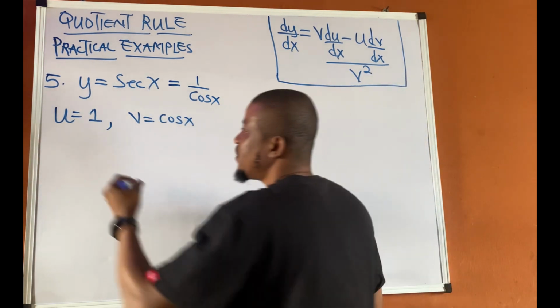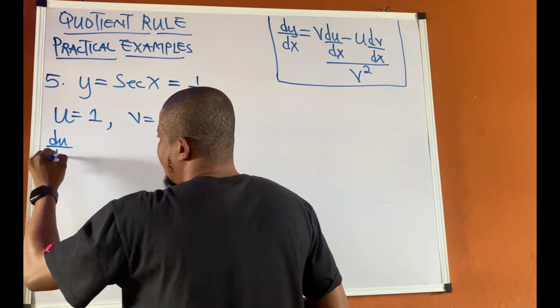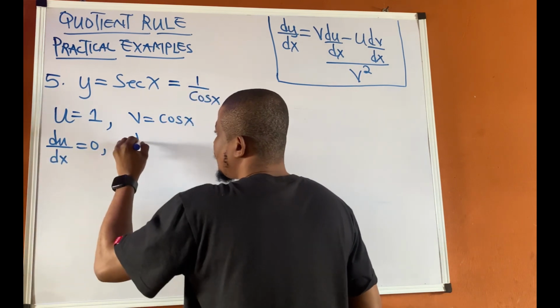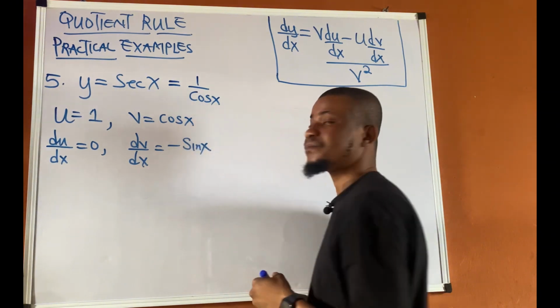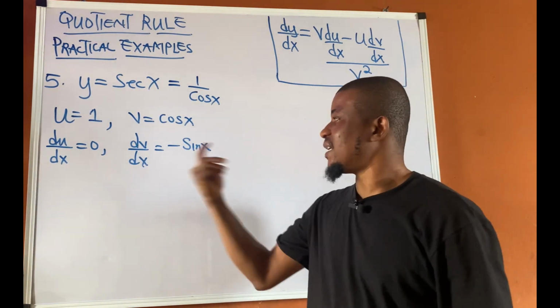From here we can find our du/dx and our dv/dx. du/dx will give us 0. dv/dx will give us a negative sine x, right? We've gotten the du/dx and the dv/dx.